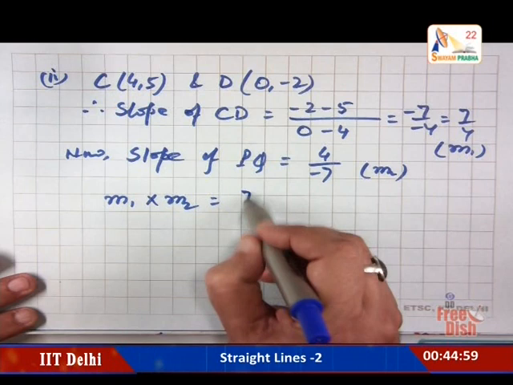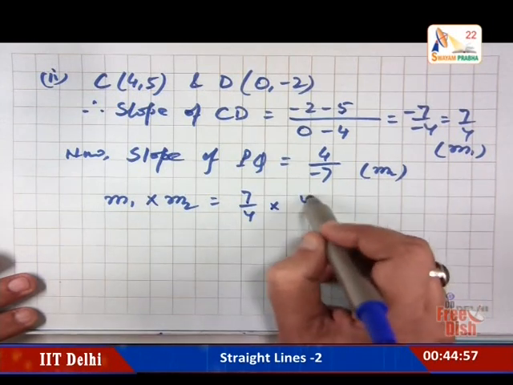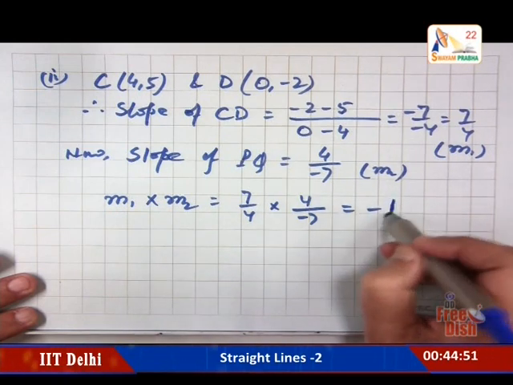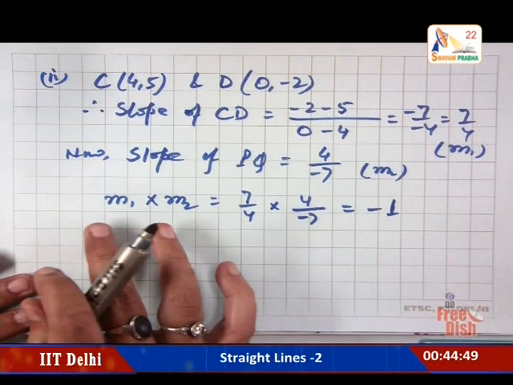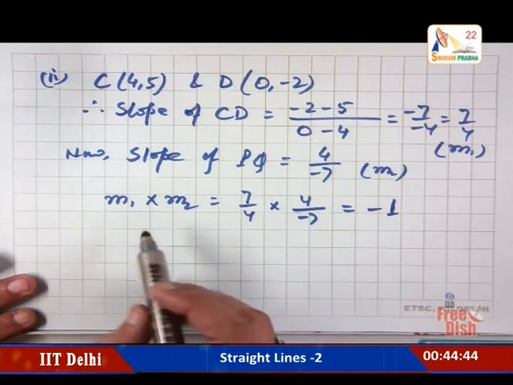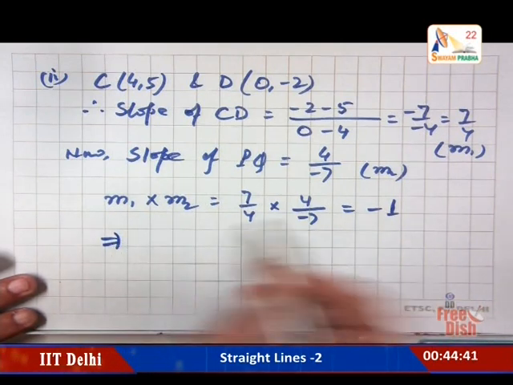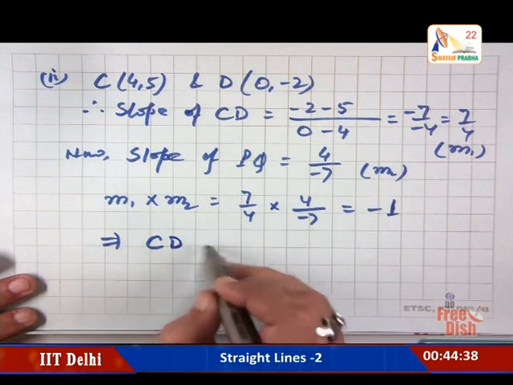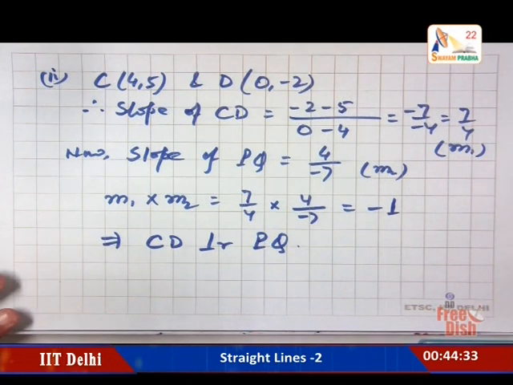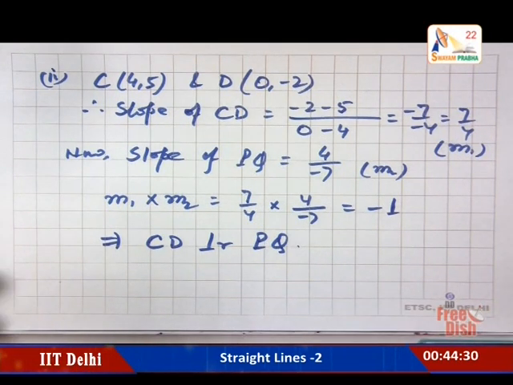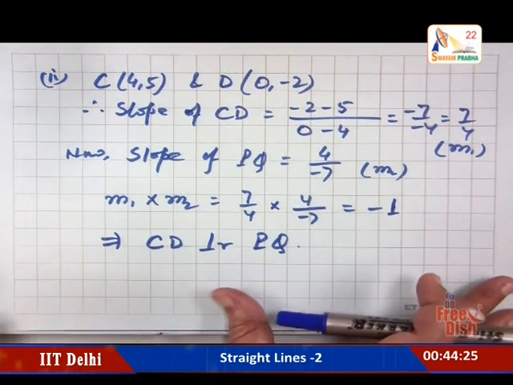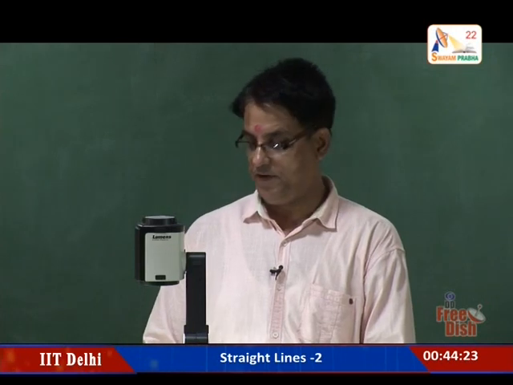So 7 by 4 into 4 by minus 7 is equal to minus 1. So the product of the slope of CD and PQ is equal to minus 1. This implies CD is perpendicular to PQ, as we have already discussed. So in this way we can see the application of slope of a line to find whether a line is parallel or perpendicular.